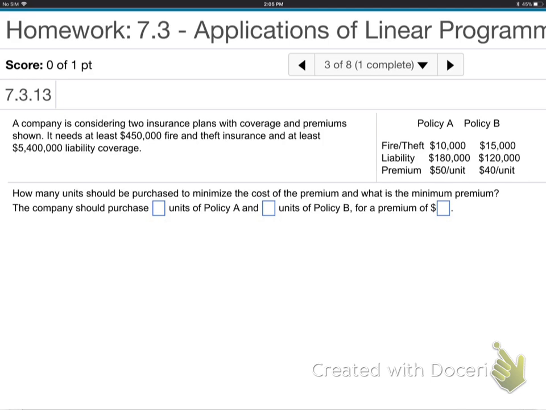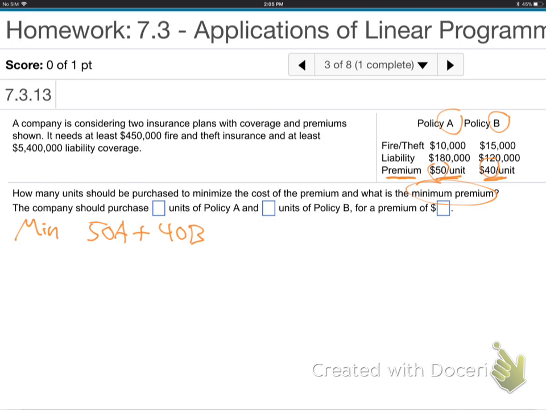Okay, what are we trying to minimize or maximize? Well, here it is, right? Minimum premium. So start there. What are we trying to minimize? Minimum premium. Where does it talk about premium? Oh, premium. Yeah, thanks. I couldn't find it. 50, 40. So A is 50, B is 40. So 50A plus 40B. Everybody see that?